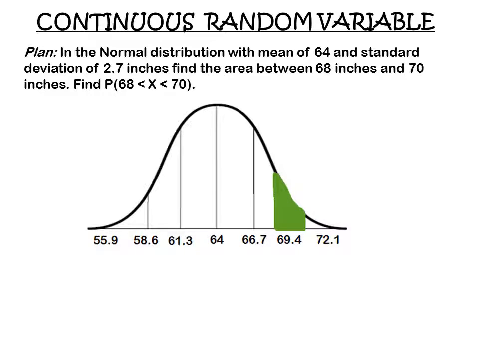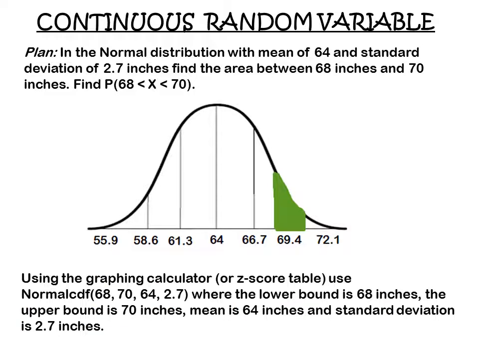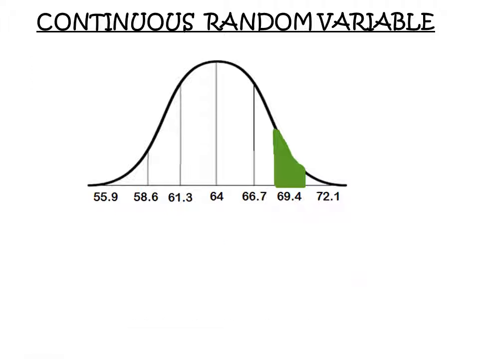So our normal distribution looks like this, with a mean of 64, standard deviation of 2.7, and I approximated where 68 inches was and 70 inches. We're looking for that area. So using my graphing calculator, or you can use your z-score table, I used normal CDF, where the lower bound was 68 inches, upper bound 70 inches, mean is 64 inches, and standard deviation is 2.7 inches.